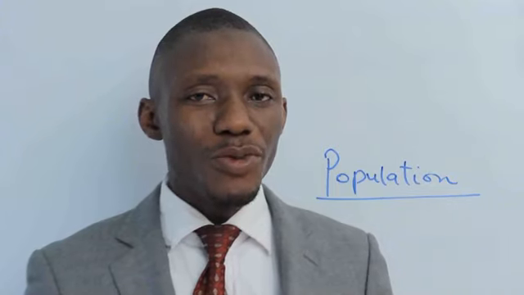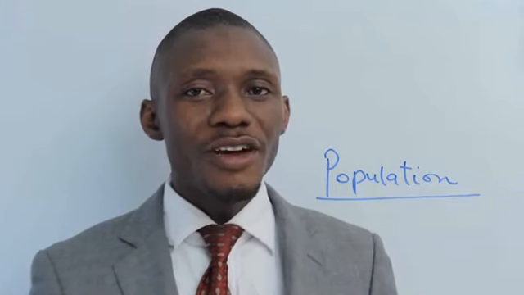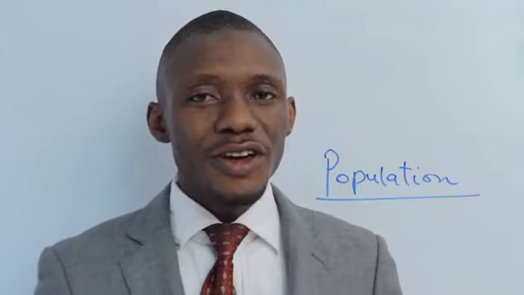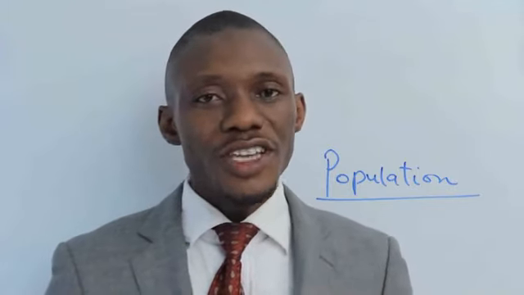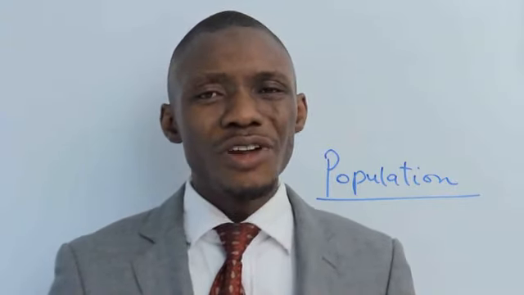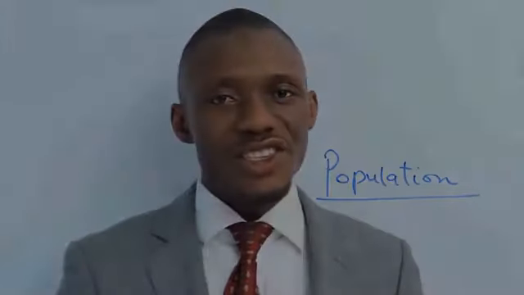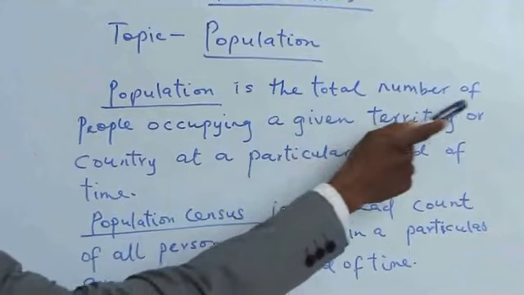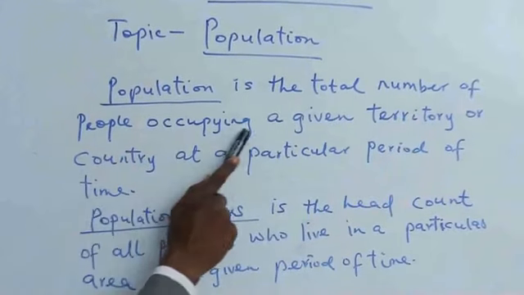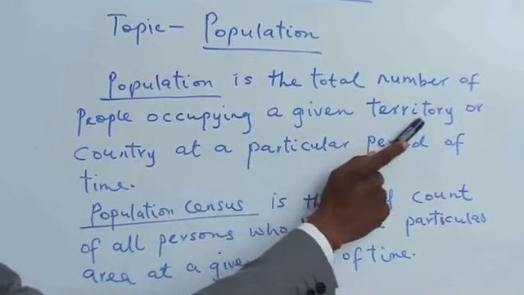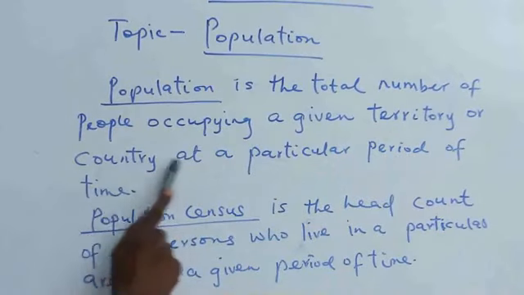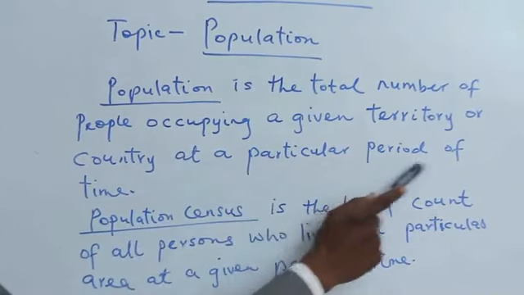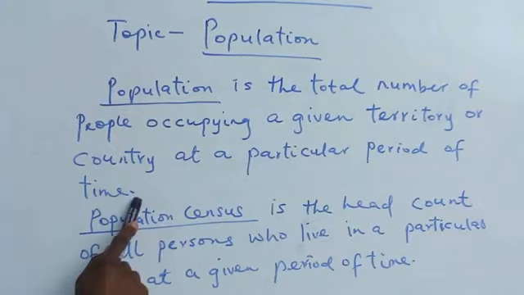We shall be looking at population: the area of the population census, the theory of population, the importance of population, as well as the problem of population census in Nigeria. Population is the total number of people occupying a given territory or country at a particular period of time.